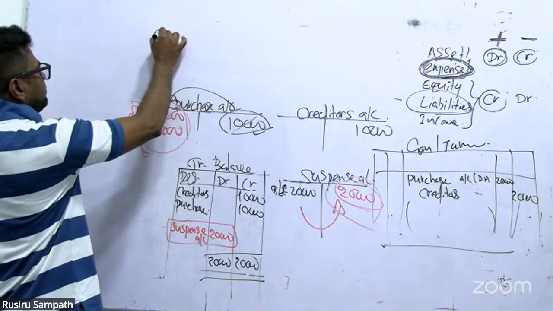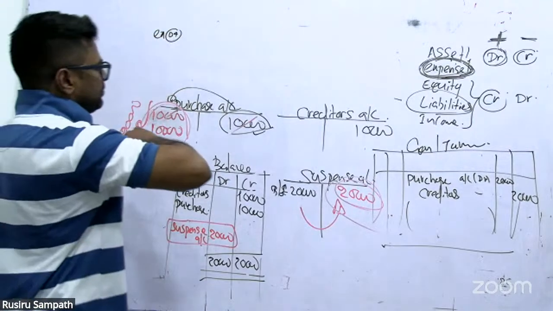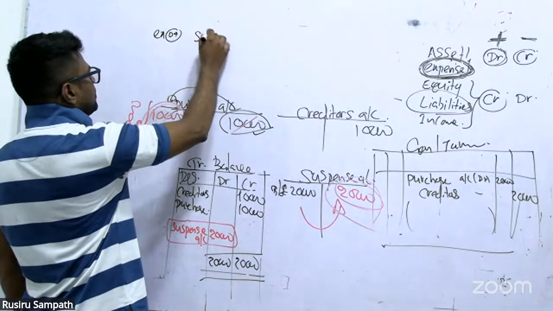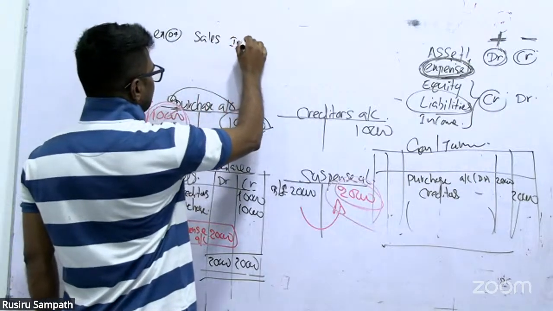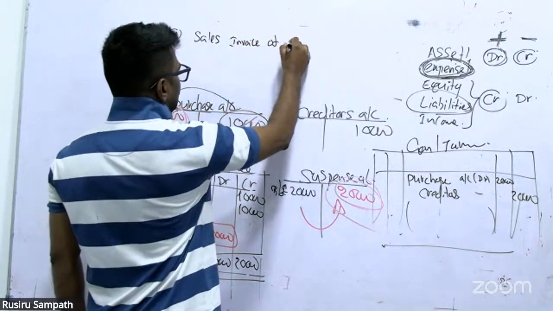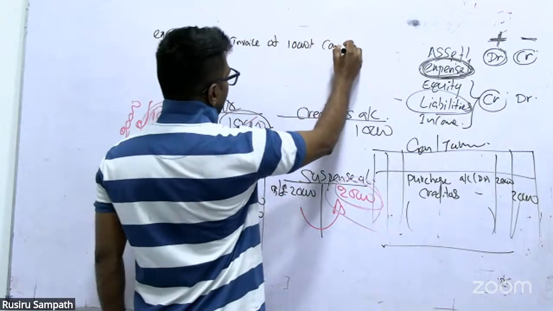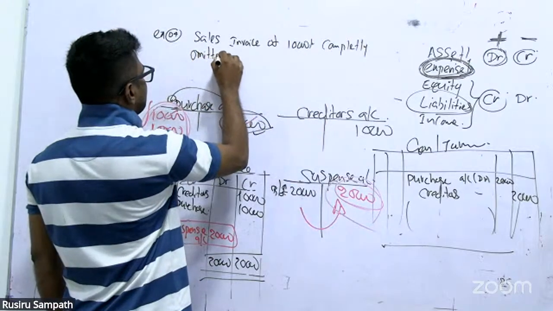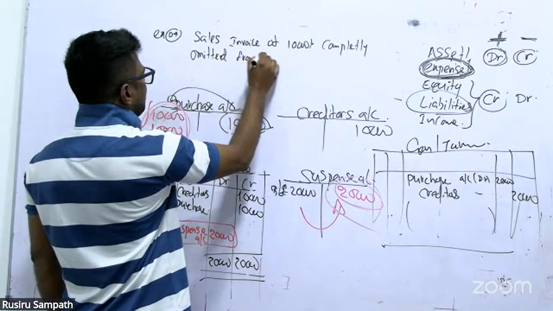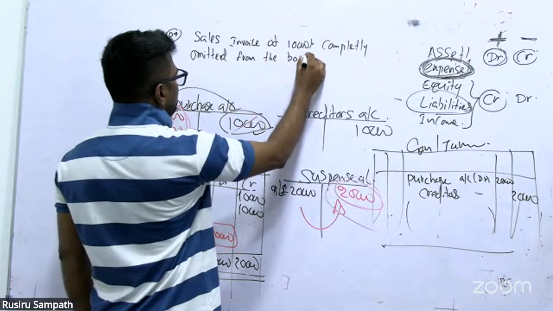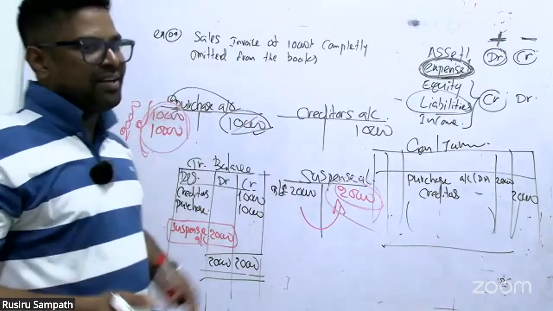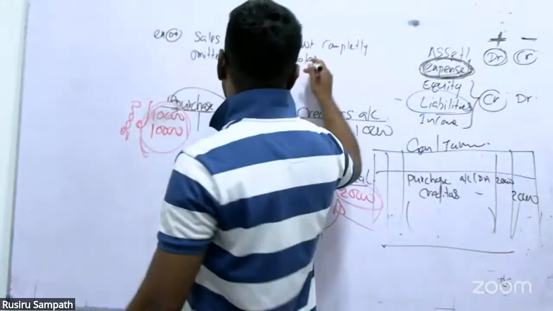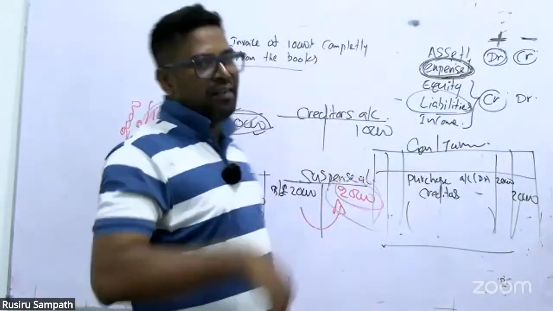Next example, fourth one. A sales invoice of 10,000 rupees completely omitted from the books. That means not debited, not credited. How to rectify this error? That is easy. Completely omitted means not debited, not credited.